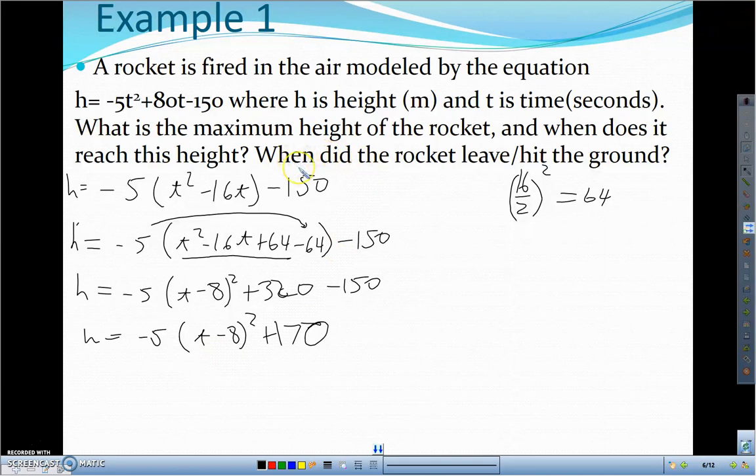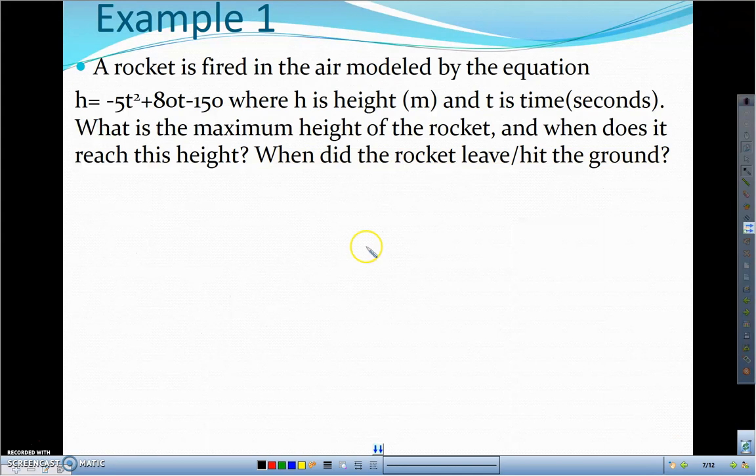The second part of this question says, when did it leave and hit the ground? And that's when h is equal to 0. And of course, it takes me longer to do this when I'm doing the video because I'm explaining as I go. So let's take a look at this second part of the question. I'm going to rewrite what I had at the beginning. h equals 0, except in this case, 0 is equal to minus 5 (t minus 8) squared plus 170.